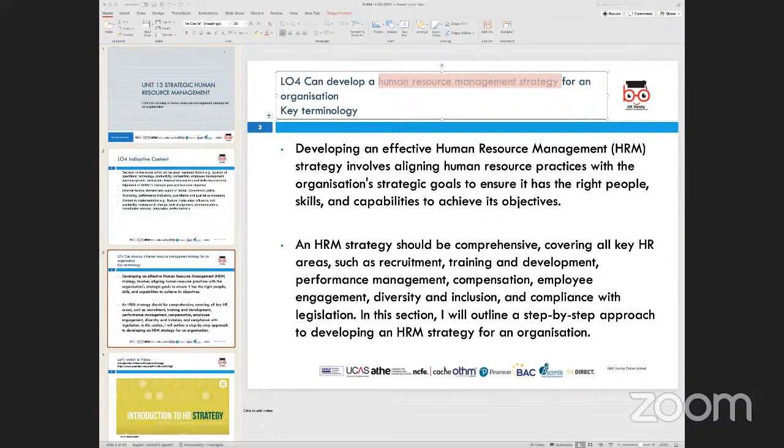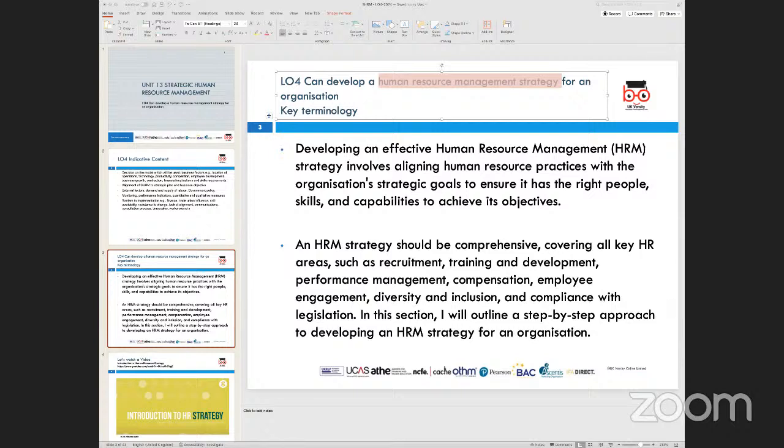The keyword in the learning outcome is human resource strategy. Now, human resource strategy is also called the people strategy in some organizations, because there could be different terms and meanings of how you address it. But generally speaking, if you have a chief people officer or a chief HR officer, HR would call it HR strategy. If you have a people officer, it's normally called the people strategy in some cases.